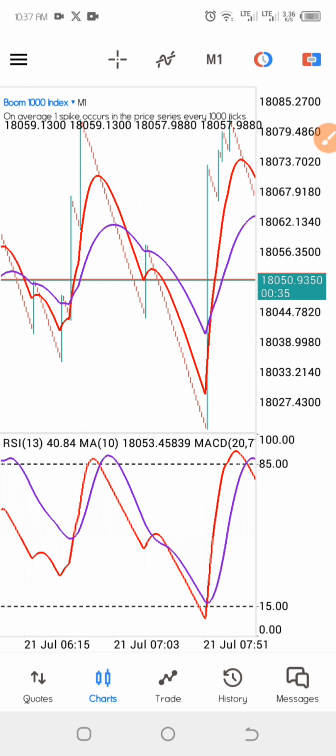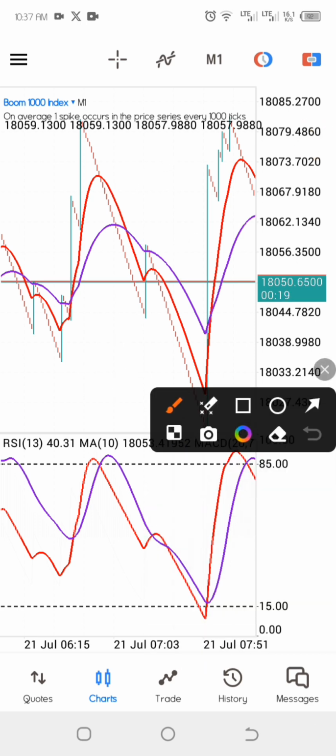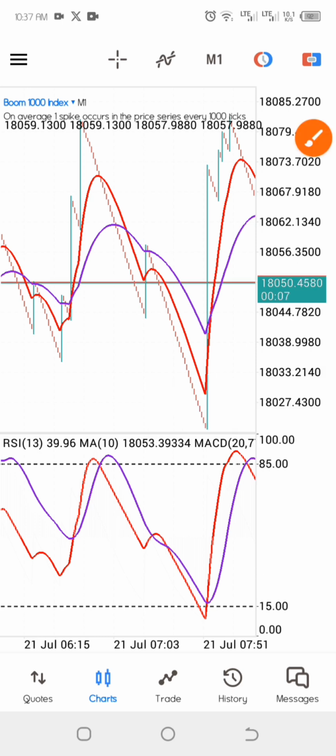So right here on the chart we have two indicators in the chart. The red one is the moving average and the second one also is the moving average. Here on our indicator, this one right here is a MACD, this one right here is the moving average, and this line right here is the RSI line. So that is all the indicators we are going to be using.